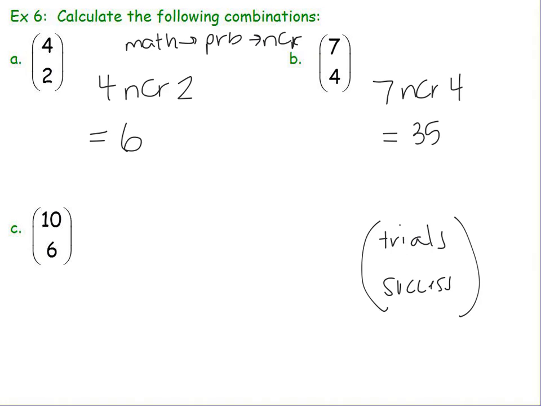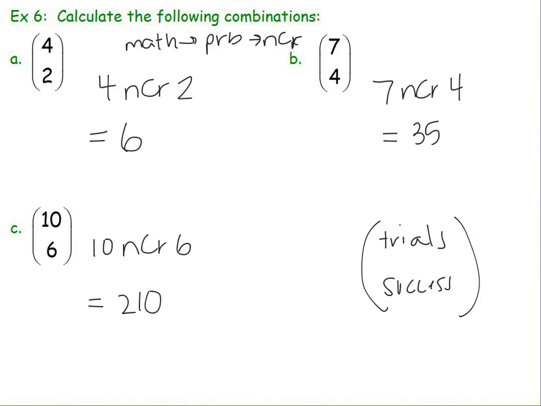So quickly, the first one was the one that we wrote out. 4 trials, 2 successes, 6 answers, that's what we got in the previous slide. This one, all I did was increase to 7 trials, and I increased to 4 successes, and it quickly jumped to 35. Not something you're going to want to hand calculate. So this last one, type in your first number, that's your 10. Again, math, PRB, nCr, and then put in the 6, and you end up with 210. Again, we didn't increase those numbers very much, but that's how quickly it increased.